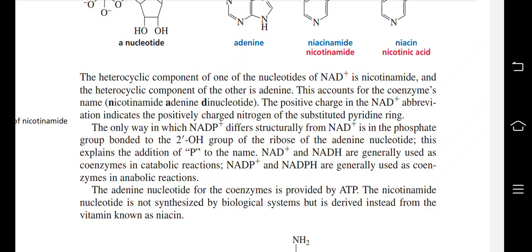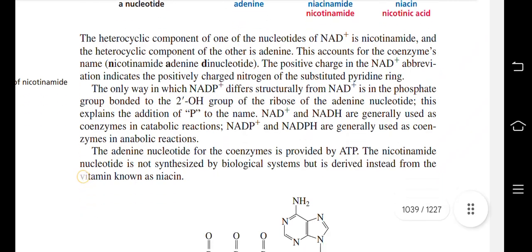The adenine nucleotide for the coenzymes is provided by ATP. The nicotinamide nucleotide is not synthesized by biological systems but is derived instead from the vitamin known as niacin.